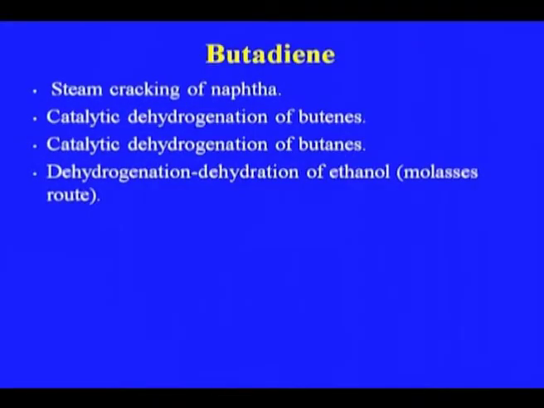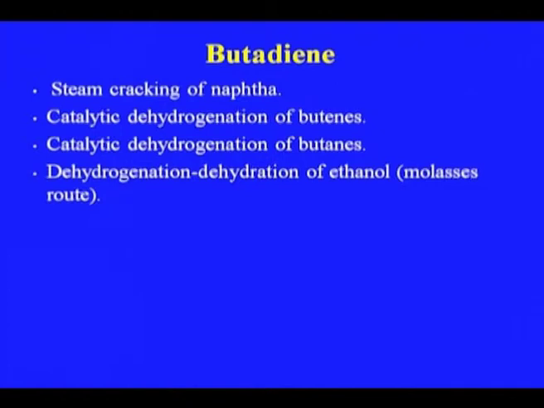So let us discuss butadiene. What are the sources of butadiene? Here I am discussing butadiene because it is one of the important chemicals, and instead of discussing it separately, I am discussing it in this chapter. The source is steam cracking of naphtha. Other sources are also there, because the steam cracker is not very old, so earlier also butadiene was available.